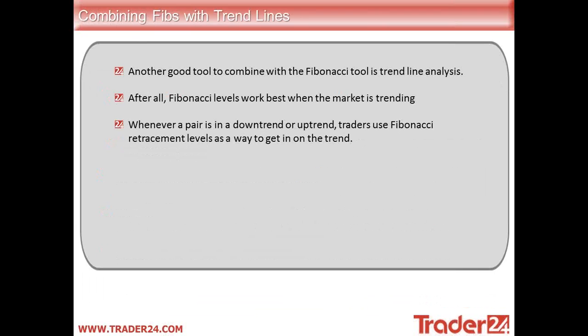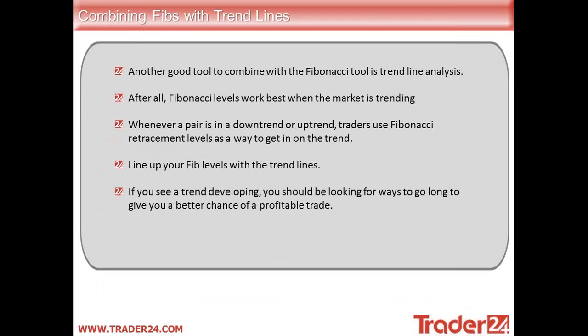All right, so if we've got an uptrend, we wait for a bit of a retracement to a better level before buying. Conversely, on the downtrend, we wait for it to retrace upwards before then continuing on the downward momentum trade. All right, so line up your fib levels with your trend lines, as I said there. And if you see a trend developing, you should be looking for ways to go long to give you a better chance of a profitable trade.